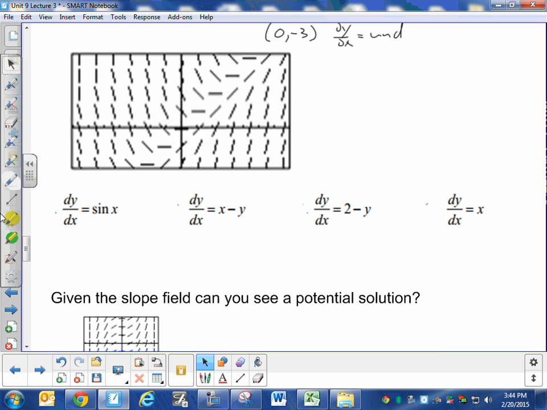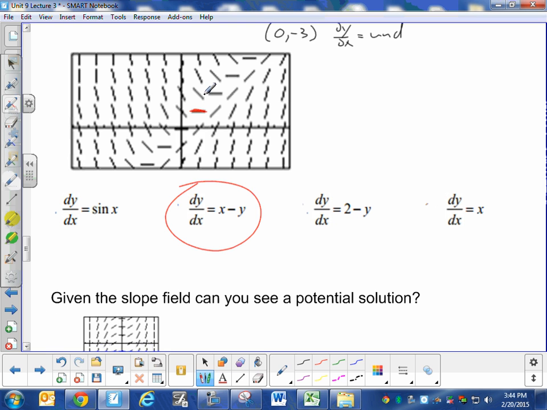What'd you get, Ms. Carr? X minus y is correct. At 0, 0, slope is 0. 1, 1, slope is 0. 2, 2, slope is 0. 3, 3, slope is 0.